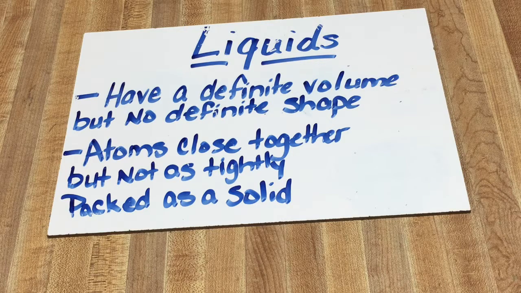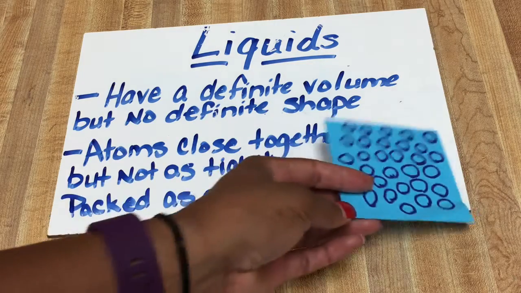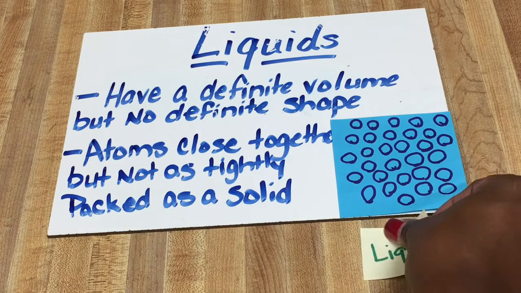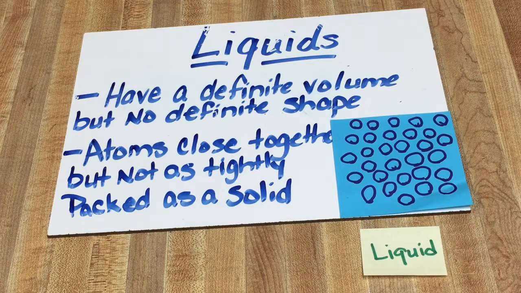We can't say that water is cube-shaped, okay? Water molecules are a little bit different from solid molecules, okay? They are close together, but not as tightly packed. So what are the differences between solid particles and liquid particles? Think about that for a second. What are the differences between solid particles and liquid particles?